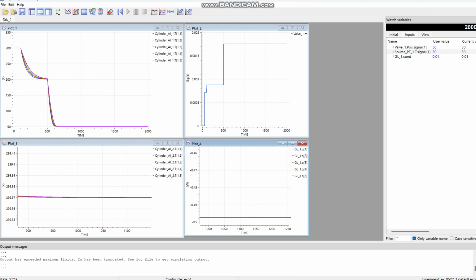Okay. So each node has almost 0.5 watt of heat ingress. So in total maybe 2.5 watt of heat ingress.